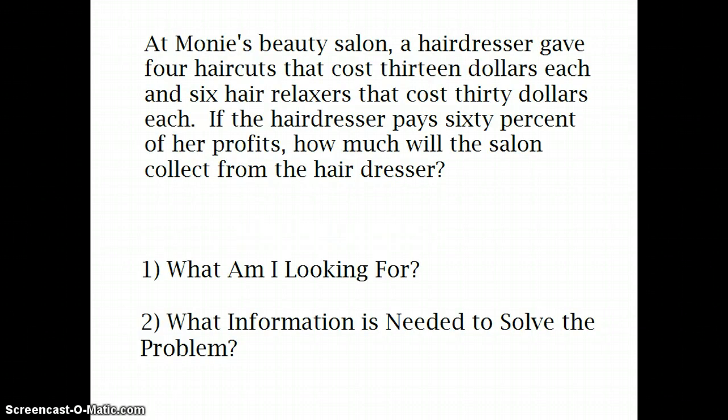Our first problem states, at Moni's Beauty Salon, a hairdresser gave 4 haircuts that cost $13 each and 6 hair relaxers that cost $30 each. If the hairdresser pays 60% of her profits, how much will the salon collect from the hairdresser?